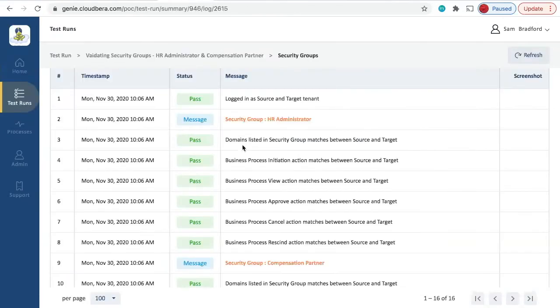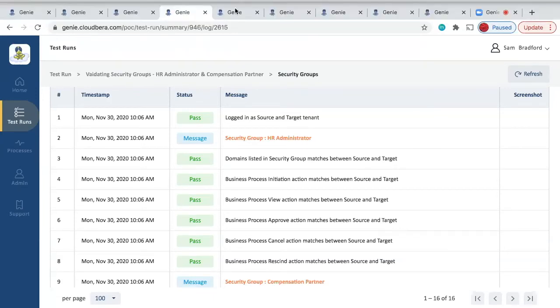Genie then gives us information about the domains listed in security groups, the business process initiation action, business process view action, and all other information about the security groups between the source and target tenants. Also note that security access is granted manually in production, so there could be a potential incorrect assignment on domains, which can be easily flagged by Genie to ensure accuracy.